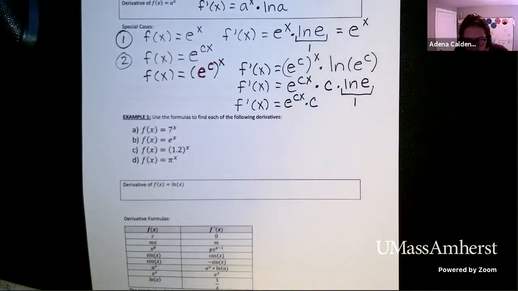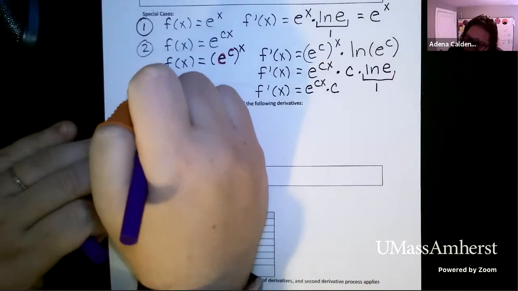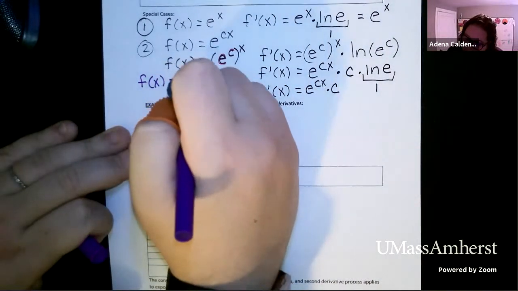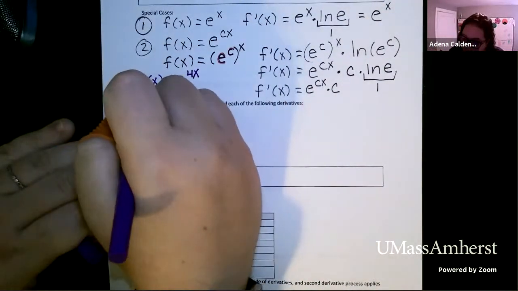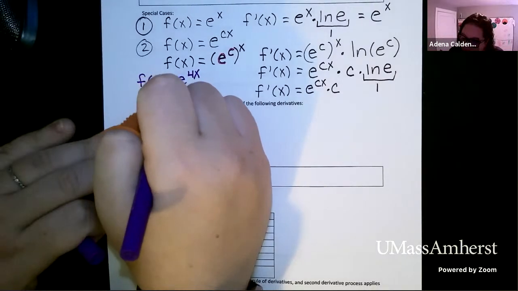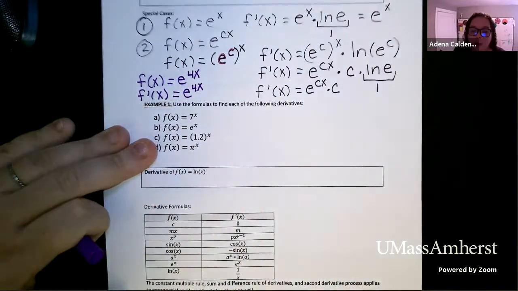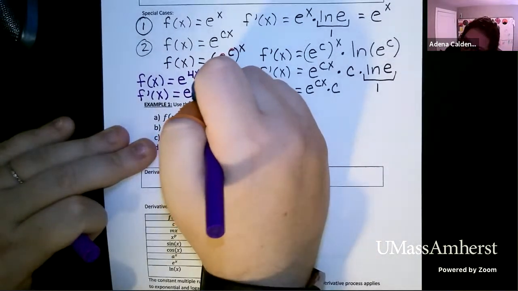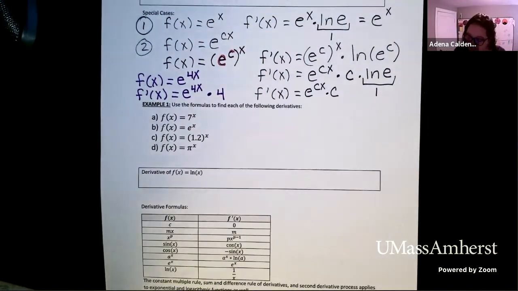So very quickly, just as a demonstrated example of the second property, let's say f of x equals e to the 4x. So I have a number up in the power. My special case number 2 rule says I'm going to get the same thing back, e to the 4x. I always start with the same thing times whatever that number is. So it'll be times 4. You can write the 4 afterwards, you can write it before. You can write it as 4e to the 4x, but that 4 has to be part of your derivative.